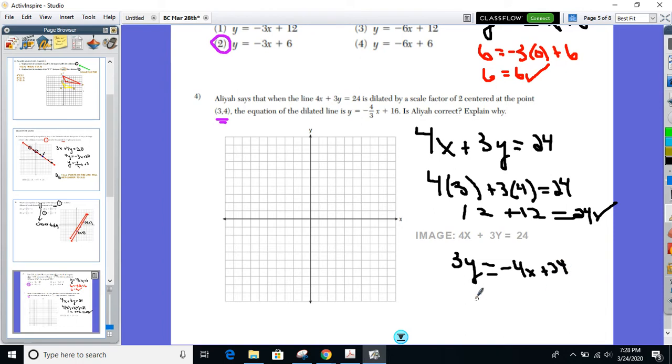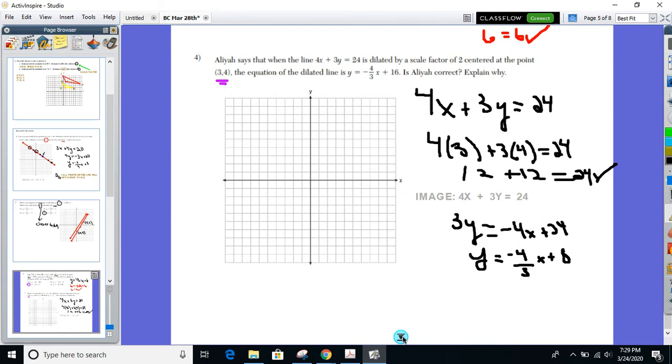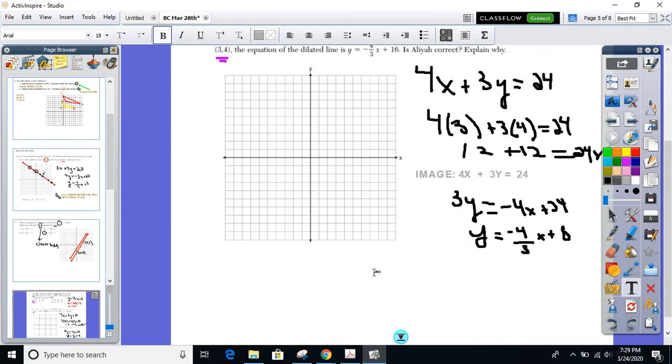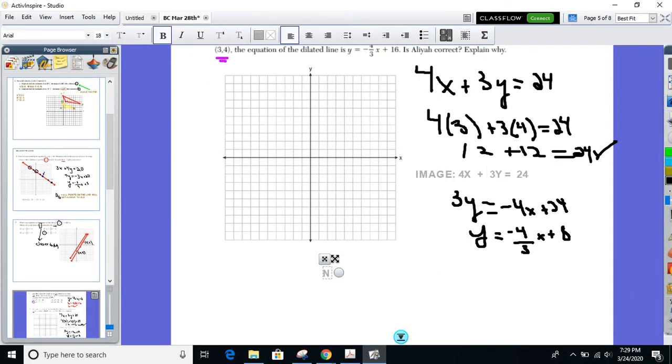And divide by 3. And oh boy, I think we got an issue, because my y-intercept came out to be 8. Aaliyah's is 16. So I believe we got a little incorrect. So we're just going to write a little, because it does say explain yourself. So we'll just say she's not correct.